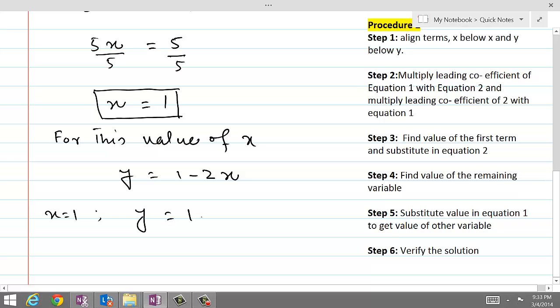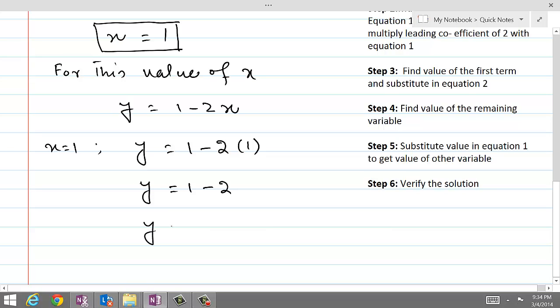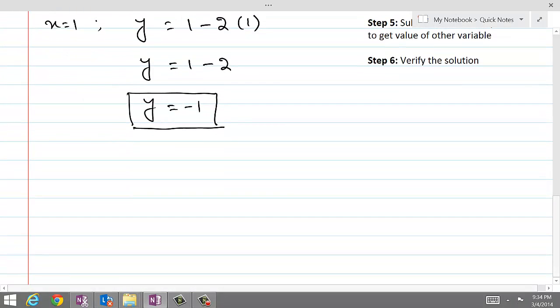what will this become? y equal to 1 minus 2. Instead of x, now we put 1, and this will give us 1 minus 2. So what will be the value of y? That will be equal to 1 minus 2, that is equal to minus 1. So we got both the values for x and y, and now the final step, we will verify.